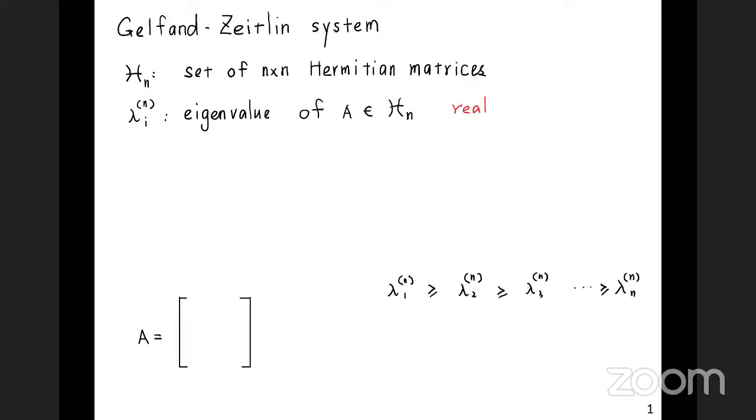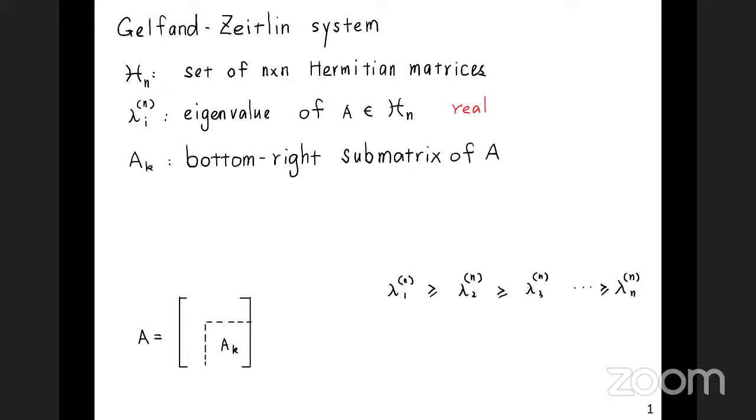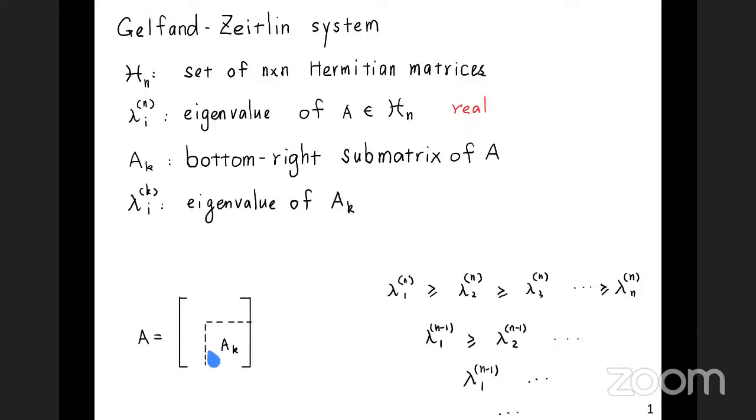Next, we take the bottom right submatrix of A, as I draw here. It's a k by k Hermitian matrix. We can take its eigenvalues as well, and let me denote them by lambda ik. They are real, we can order them, and we draw all the eigenvalues together like here.